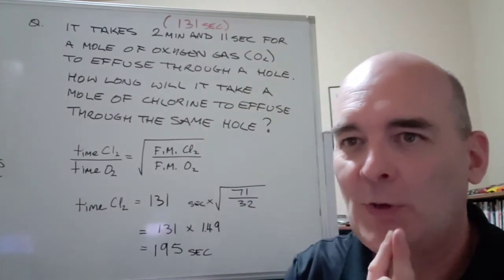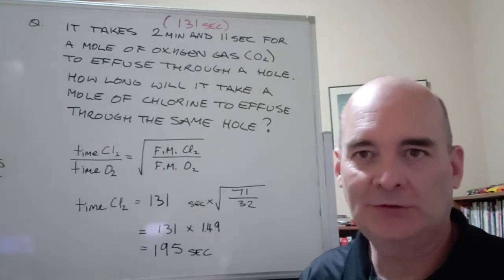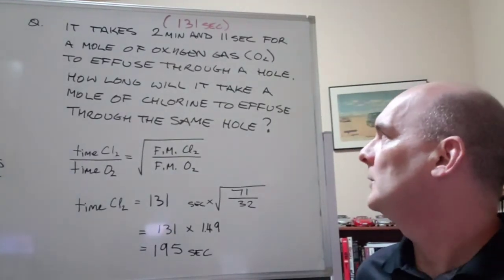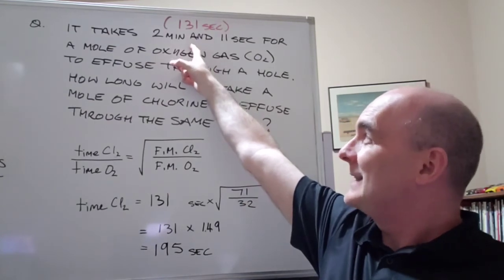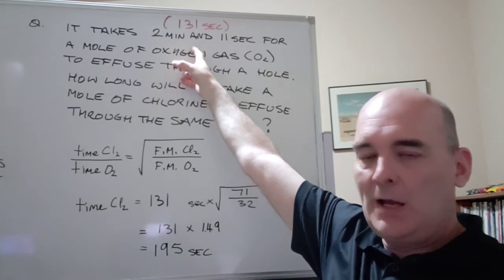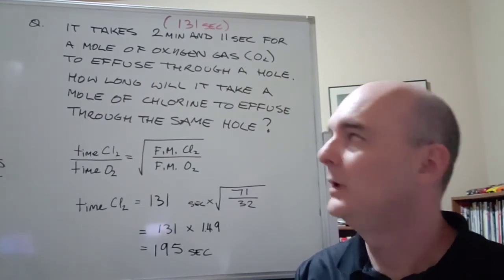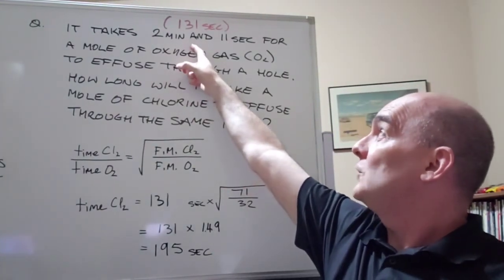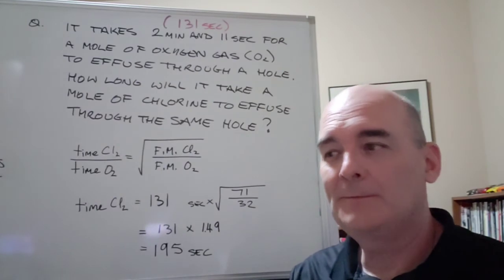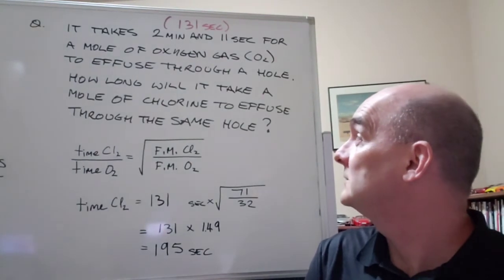The mole quantity in this question is completely immaterial. It's just hinting that it's the same amount of gas. The actual number of moles is not important. What is important is that minutes is not a decimal form of time, so we cannot put minutes or hours into a calculation. We're going to have to change our 2 minutes and 11 seconds into seconds. 60 seconds in a minute, 2 minutes is 120 seconds, plus the 11 on top is 131 seconds.